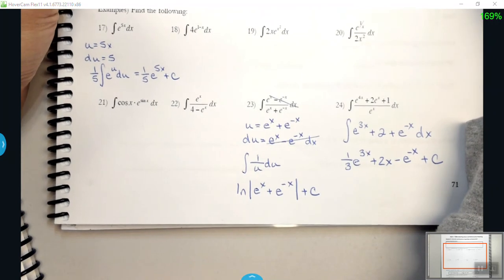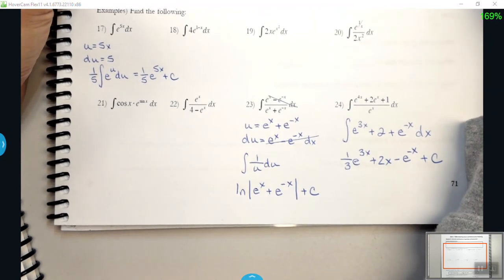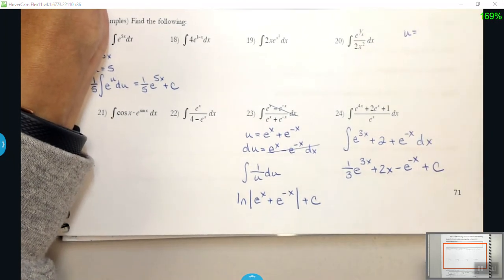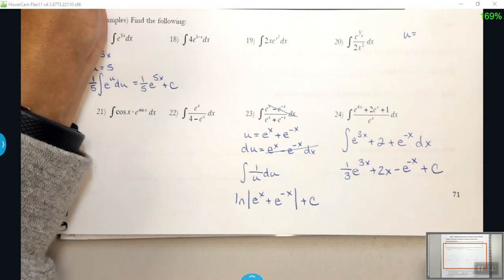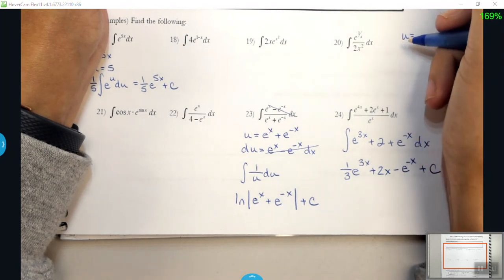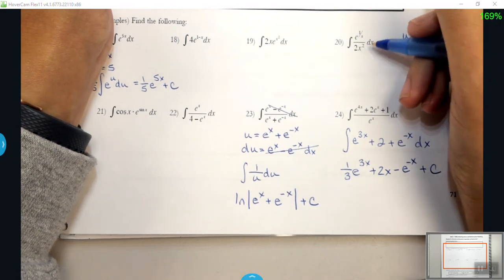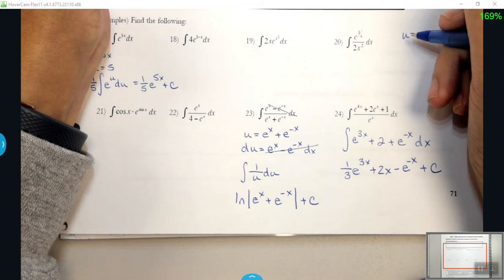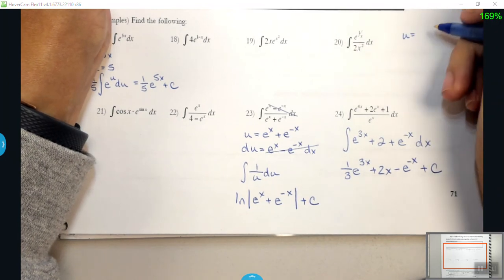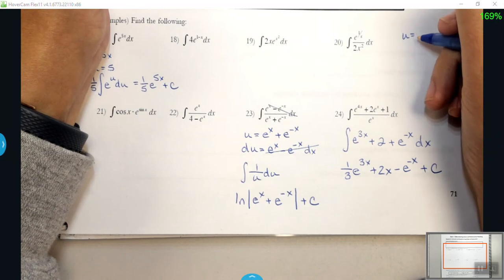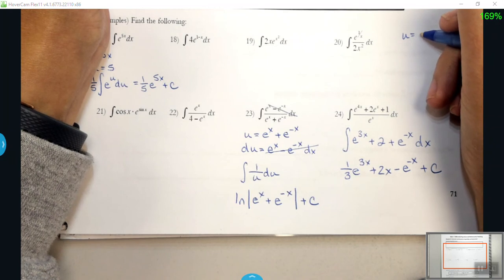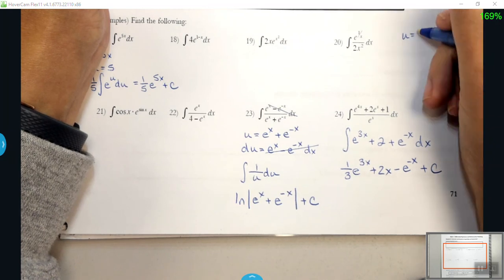Okay, one more. Do you want me to do any more? 20? 20. Okay, what should we make u? Sine of x. I'm doing 20. I mean, I could. Wait, could you try that? No, I don't think you'd get anywhere with that. I mean, if you really want to, we could, but the inverse sine of u, we'd have to use some Taylor polynomials to do that. But I'm not going to do that.